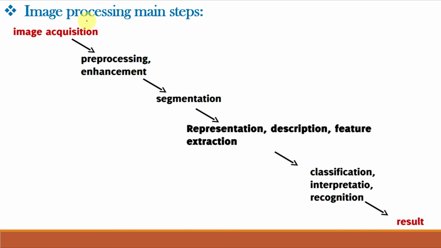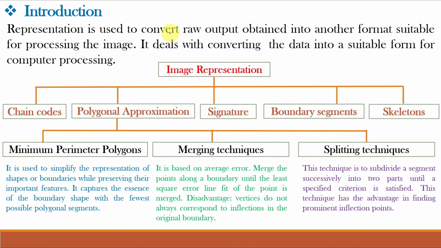So let us start. See, in image processing, these are the main steps. We acquire an image, we do the pre-processing or enhancement, we do image segmentation, and then we do representation and description, which we are learning currently. And after representation and description is done, we can do image classification or interpretation or some object recognition from the image that will give us the result. Image representation is used to convert the raw output that is obtained from image segmentation into another format suitable for processing the image. Different image representation techniques can be chain codes, polygonal approximations, signature, boundary segments, and skeletons.